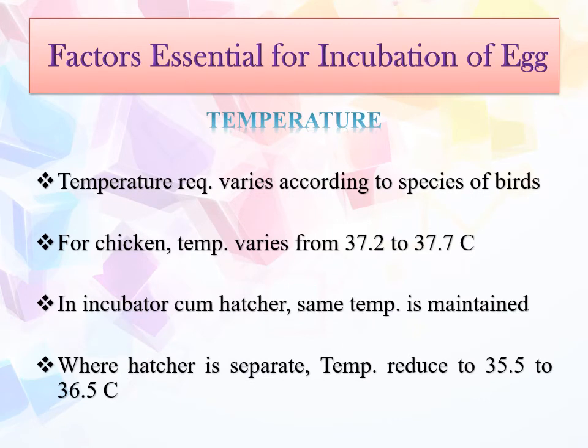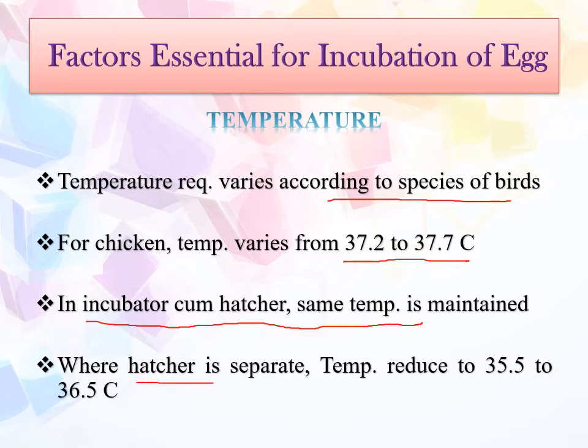So the temperature required during incubation varies according to species of bird. For chicken, the temperature varies from 37.2 to 37.7. In an incubator cum hatcher, the same temperature is maintained. But whenever the hatcher is separate, the temperature inside the hatcher is reduced by 1 degree, around 35.5 to 36.5. So this you have to remember.